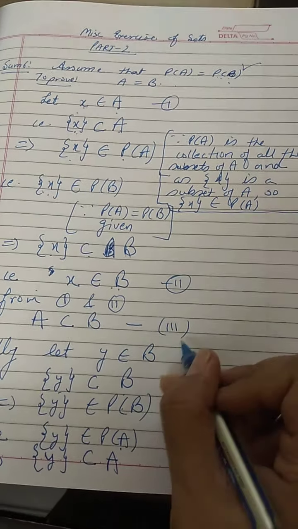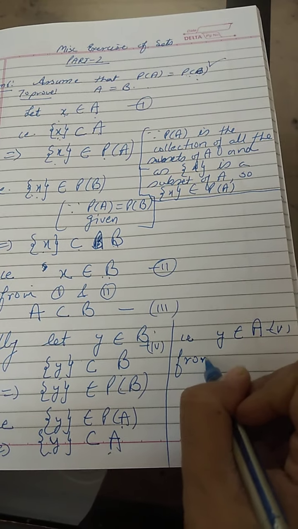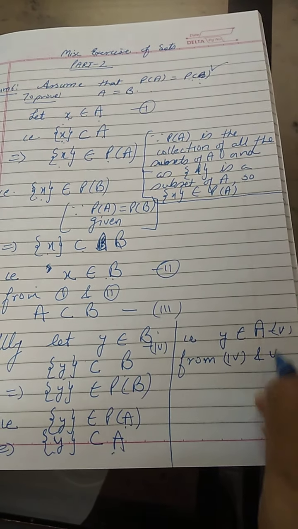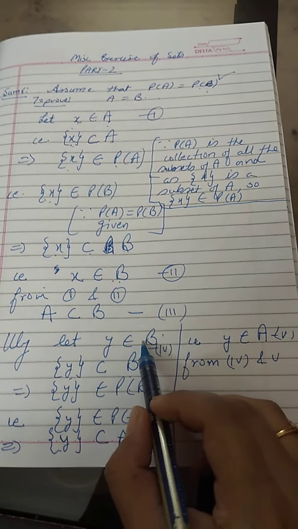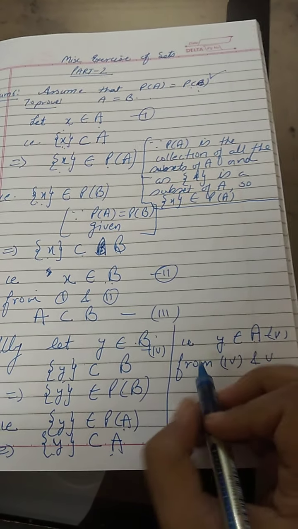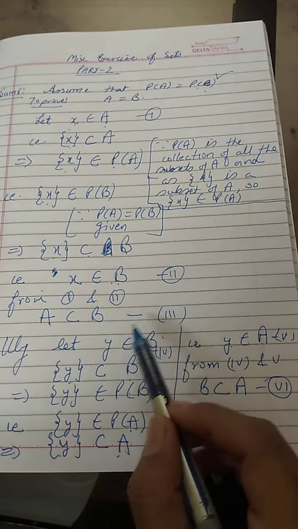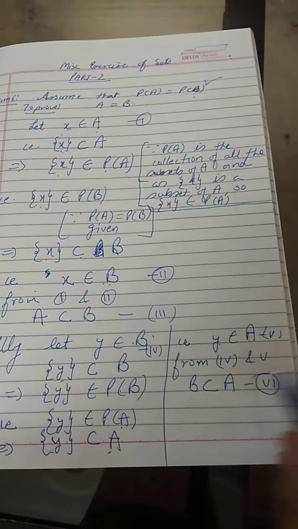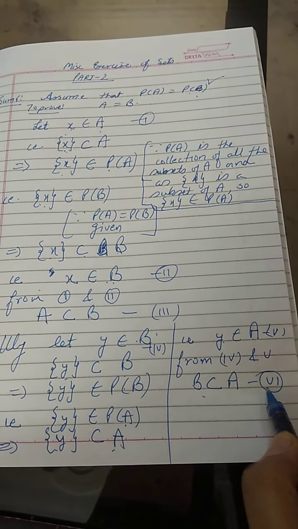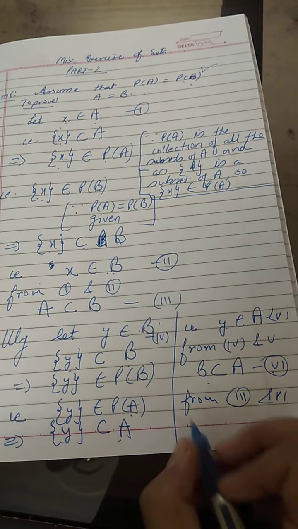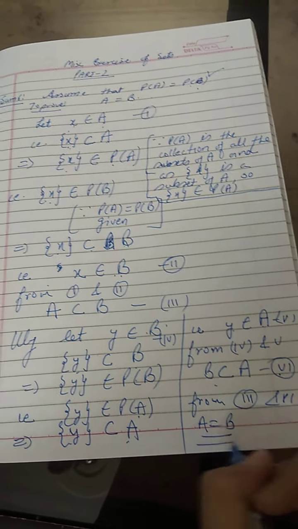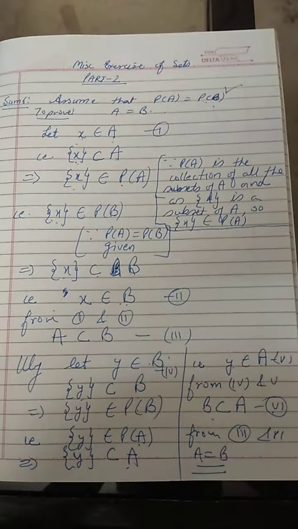So here if I mark it as equation 4 and this I mark as equation 5, we can say that from 4 and 5 we started with Y belongs to B and we got that Y belongs to A. So from 4 and 5 we are getting B is a subset of A. Let it be equation number 6. In equation number 3 we proved A is a subset of B. In 6 we proved B is a subset of A. So we will write down from 3 and 6, A is equal to B. This is how we will do the sum.